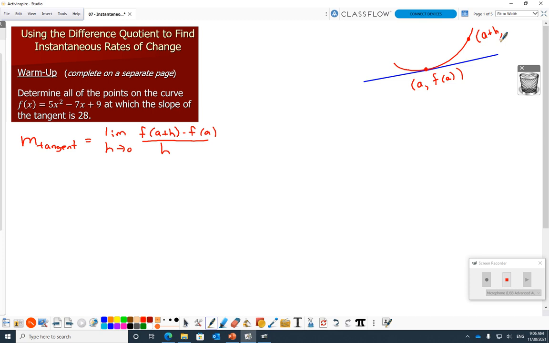Somewhere in this question, we're going to send h towards 0 from both sides. It's a limit, right? So it goes from both sides. All right. And then the y value of that second point is f at a plus h. That looks complicated, but it's not. It's just saying, once you know your a plus h, sub it into the function to get the y value that goes with it. Okay?